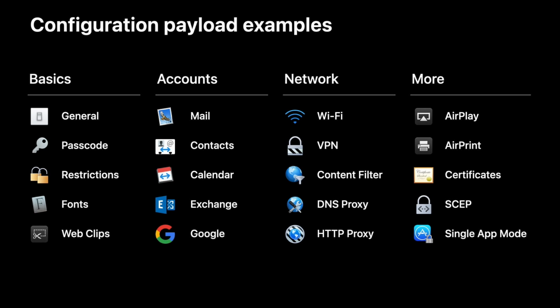With these different payload types, you can enforce passcode policies, restrict access to the camera in sensitive environments, or deploy custom fonts. Mail, contact, and calendar account information can be configured for users. Network information like Wi-Fi and VPN can be set up for your devices as well as the certificates required for those connections. Some of the most important MDM payloads for your deployments are restrictions. They allow you to enforce your security policies and help users stay focused on their task.